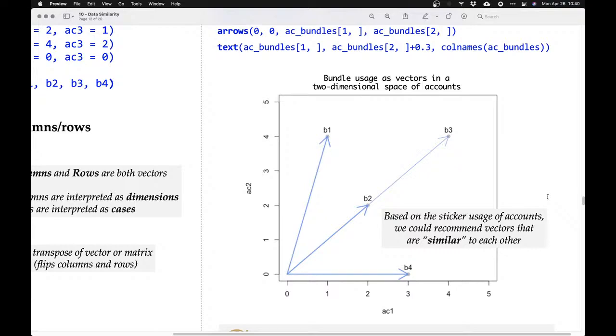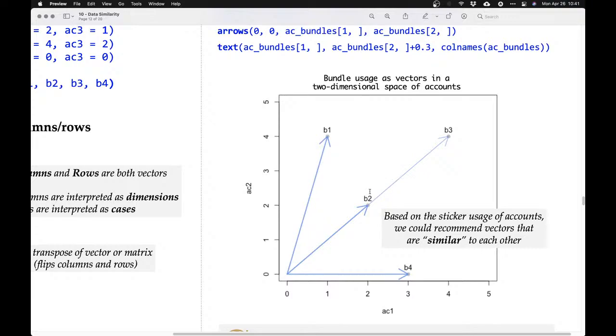Looking at it this way and visualizing it this way, is it easier now to see, only using 2 accounts, not 3, which bundles might be more similar to one another? Anybody want to tell me 2 bundles that are highly similar to one another? Hello, I can't hear you. 2 and 3? Bundle number 2, bundle number 3. Hey, that's weird. Why did you say 2 and 3? They're so far away from each other. Oh, well, fine. Okay, the direction is the same.